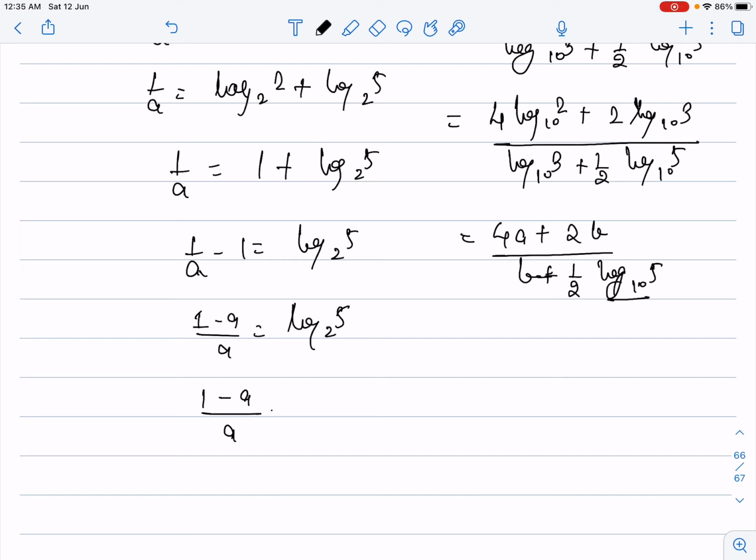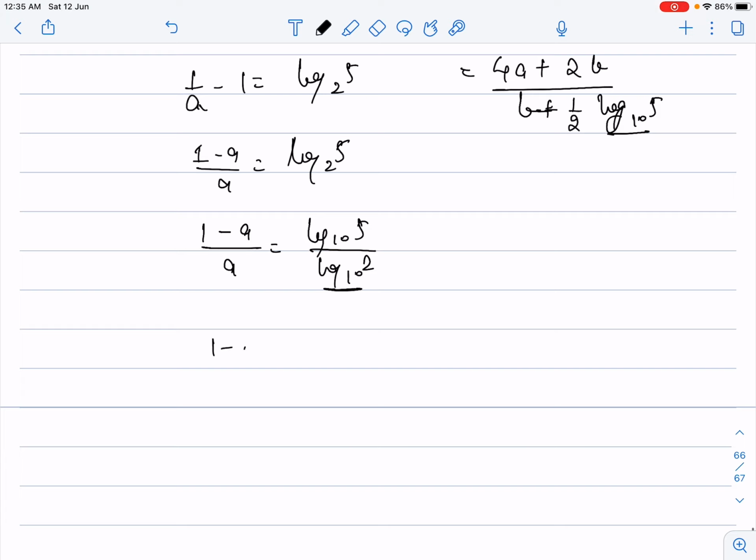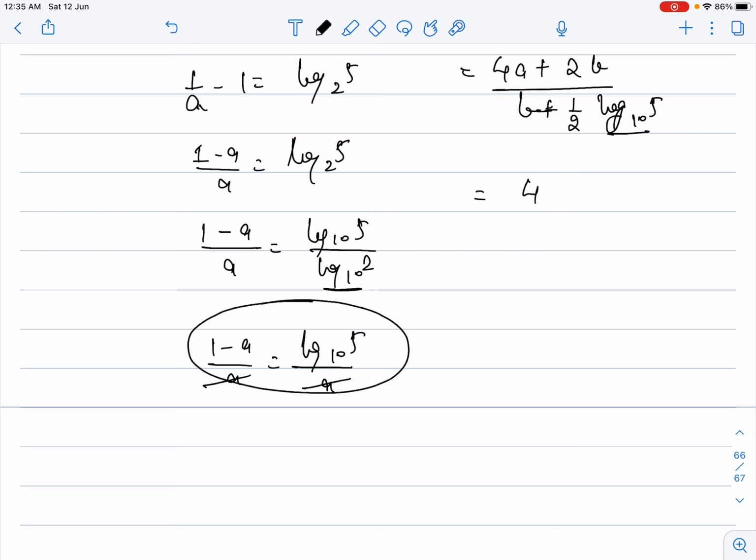1 minus A divided by A is equal to log of 5 base 10 divided by log of 2 base 10. And log of 2 base 10 we already know is equal to A. So we'll write 1 minus A divided by A is equal to log of 5 base 10 divided by A. A and A will get cancelled. But I want log of 5 base 10 only, so it becomes 1 minus A. So let's substitute the value. So 4A plus 2B divided by B plus 1 by 2 times 1 minus A.